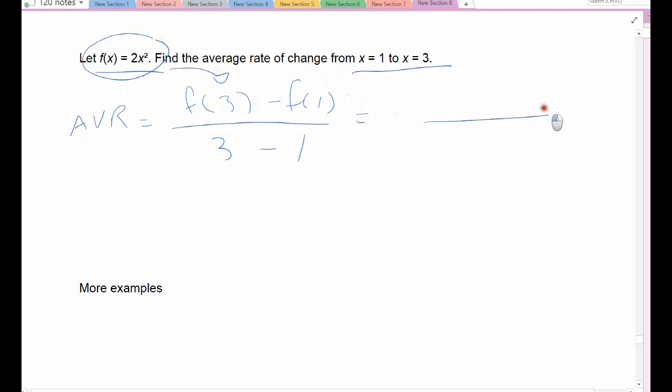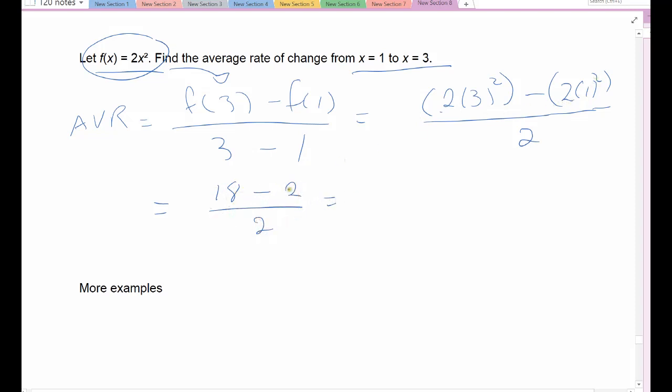To get f of 3, I have to plug it into my 2x minus x squared. So I take 2 times 3 minus 3 squared, and subtract 2 times 1 minus 1 squared, all over 3 minus 1, which is 2. Simplifying up top, 2 times 3 is 6 minus 9... the speaker works it out to 8 as the answer: 16 divided by 2 is 8.